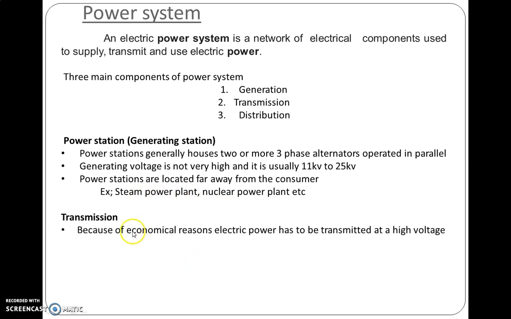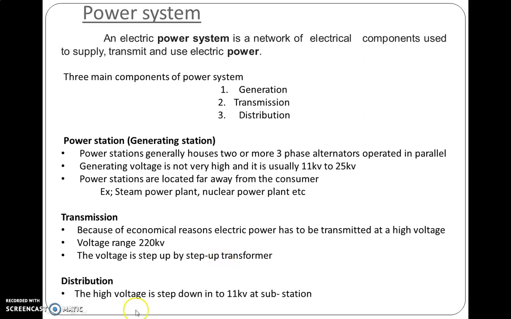Let us take transmission. For economic reasons, electric power has to be transmitted at a high voltage. The range of voltage is 220 kV. That means the generated 11 kV is stepped up to 220 kV using a step-up transformer, which is also called the generator transformer, simply called GT.